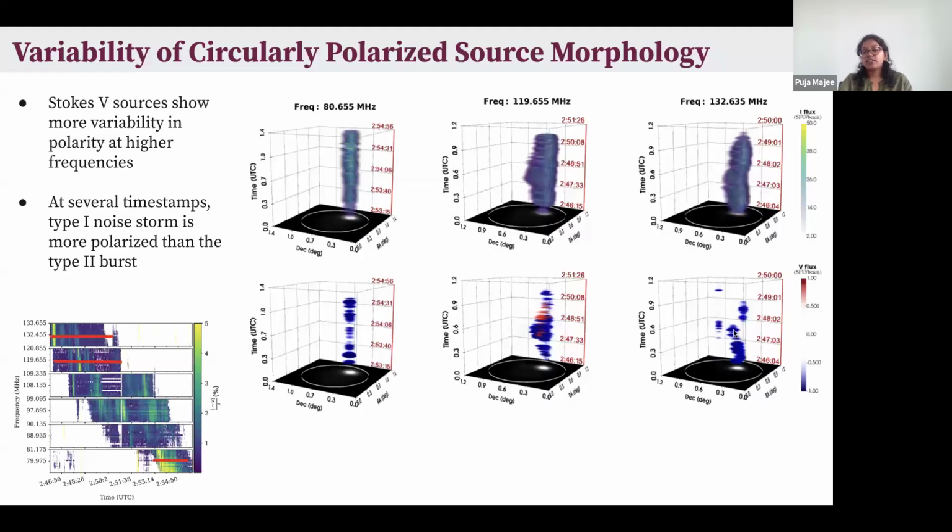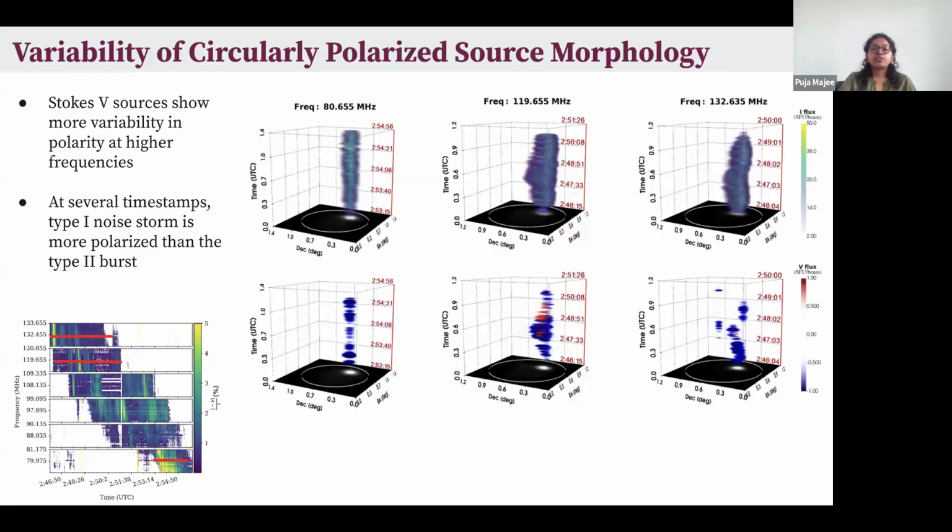Now, if you look at the highest frequency here, you will also see that there are many times where this source, which is associated with the type 1 noise storm, is comparable to, or even higher than, this type 2 burst. So now you can imagine that if you just integrate all this information together, it will automatically lead to an incorrect measurement of the Stokes V.